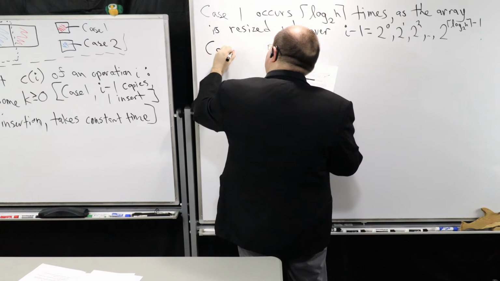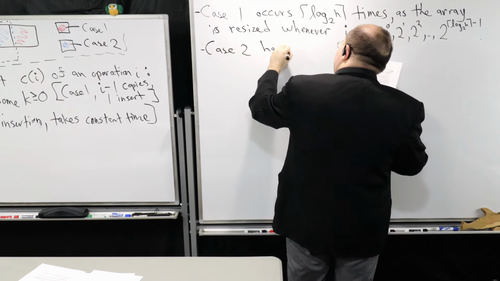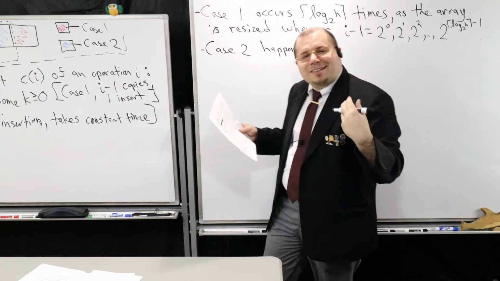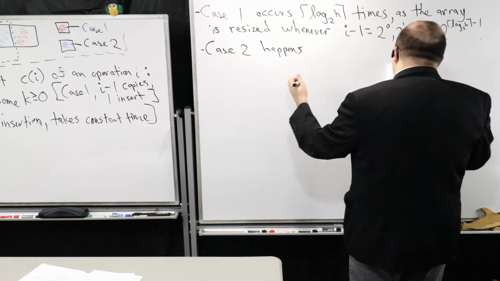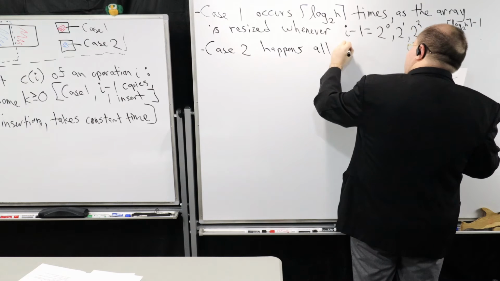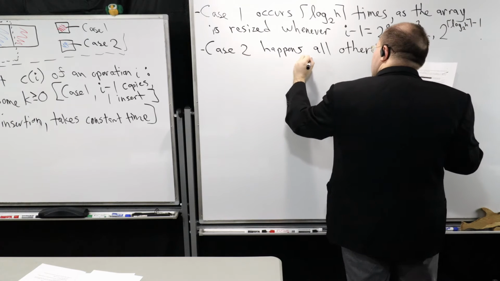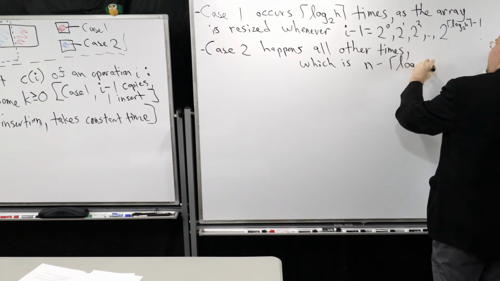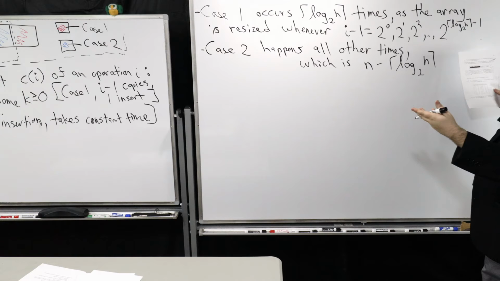Now case 2. Remember, we know how many times case 1 happens. So how many times does case 2 happen? It just happens every other time, right? So if I have n operations, it most certainly happens all other times, which is n minus the ceiling of log base 2 of n, right? It's n minus how many times the other case happens.